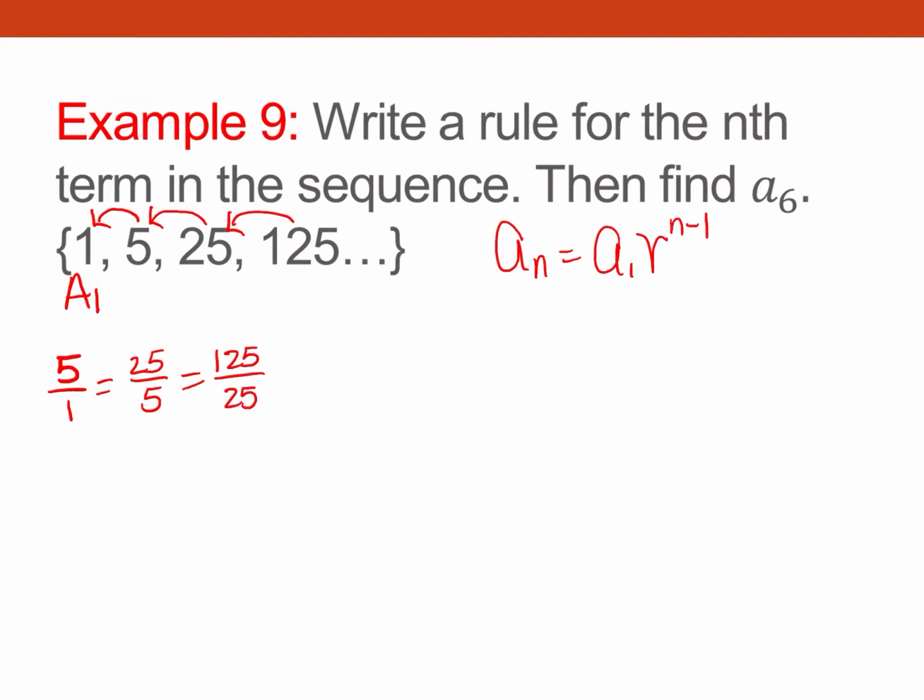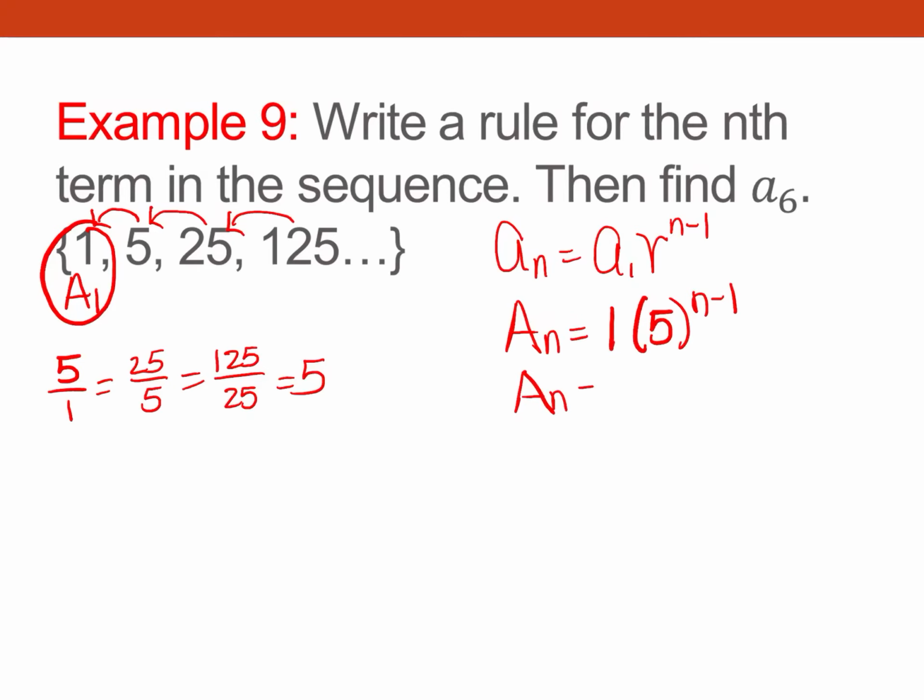So we find that the common ratio here is 5. Okay, so we're going to plug in what we know. The first term we just said was 1, so that goes in there. Our common ratio is 5 to the n minus 1. So simple. These geometric formulas are so simple to do. Okay, so you have a of n is equal to 5 to the n minus 1.